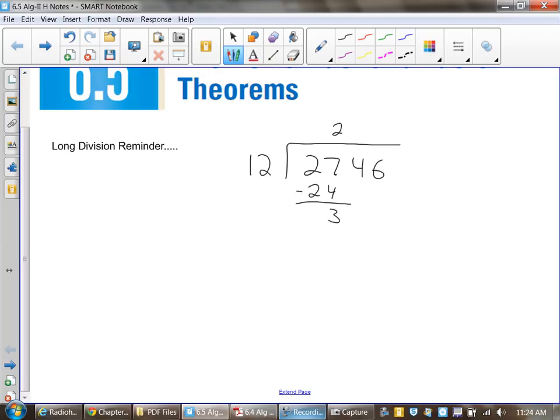You subtract, you get 3. Now what do we do? Drop down the 4. Get a 2 again, multiply out 24, subtract, you get a 10, drop the 6. 8 is 96, right? Yeah.